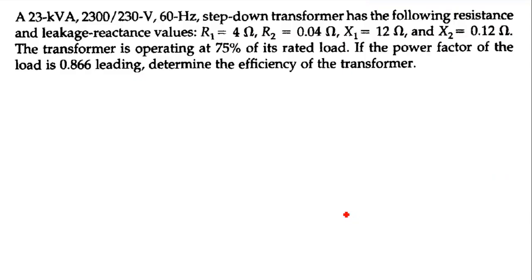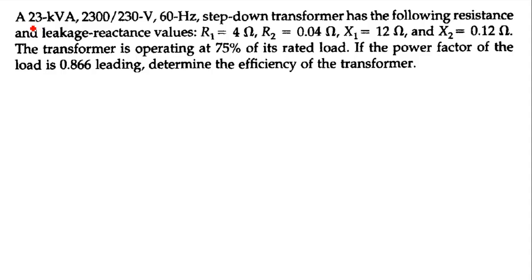Okay. So now let us do a small problem on this, where we are assuming that the core has infinite permeability. That means the core is ideal, but the windings are non-ideal. So we're assuming certain resistances and leakage reactances are there in the windings.